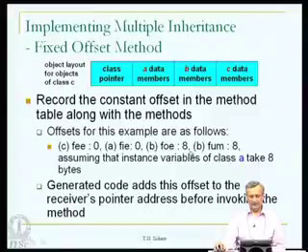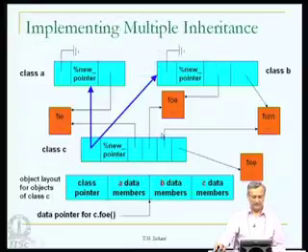For B, the offset is 8 both for fo and for fum, assuming that the variables of class A take 8 bytes. So, the generated code adds this offset to the receiver's pointer address before invoking the method. If we were pointing here, we add this and then it will point here. Now everything works well. So, the data pointer for C dot fo is pointing to this point, otherwise it would have pointed to this and then we had a problem.